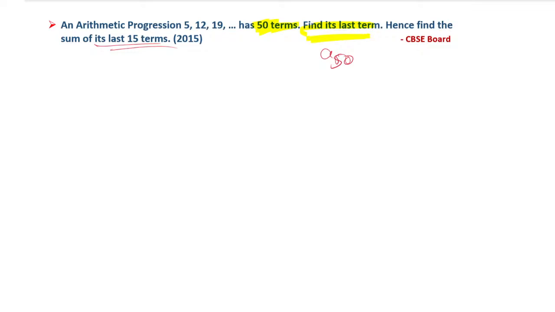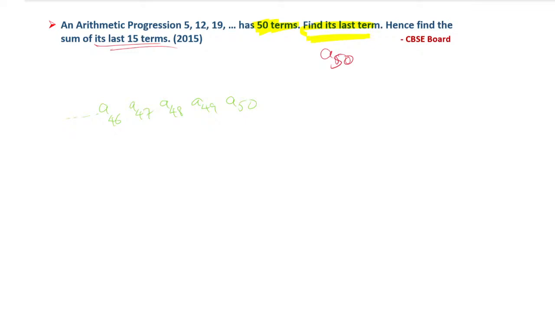Okay, very interesting. Sum of the last 15 terms, I think it is a textbook question, but they have asked it in CBSE once. Last 15 terms means from A50 you have to go backwards: A49, A48, A47, A46, and like this way you have to go back and find that answer. I hope it is easy for you. If it is not easy, remember, there are two methods to solve this.